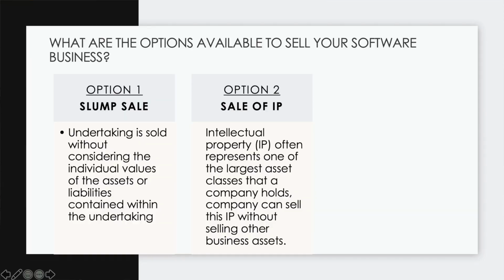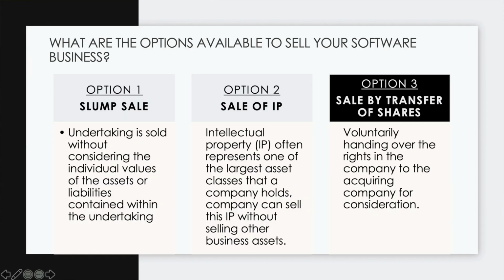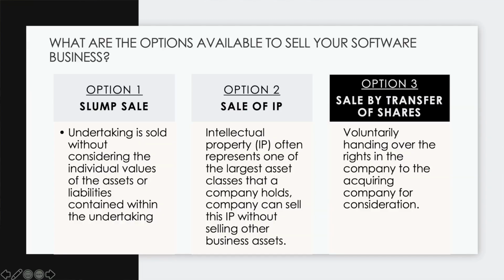The third option is the very simple option here. That means you transfer the whole company to the buyer. So it's a very simple process where you transfer the shares of your company and the buyer becomes the owner of the company as well as the business and everything. So these are the options available. Now let's look at what happens on the taxation side if you choose any of these options.